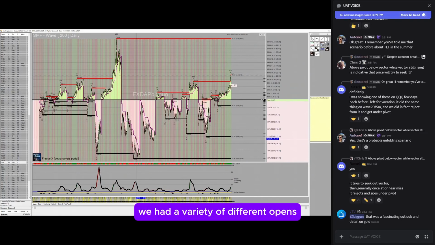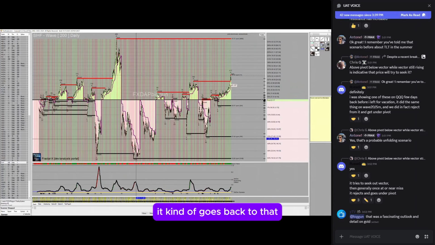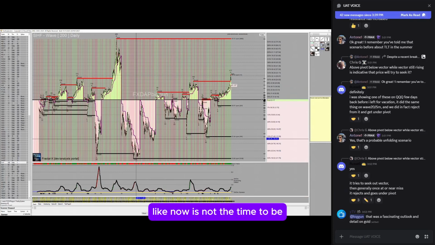heading towards this open state. We had a variety of different opens in the $80 area. But is that a guarantee? No, it's not a guarantee. Ultimately, if you're talking about long-term positions, it goes back to that point we were talking about, a premium and discount. Now is not the time to be aping into long-term positions on metals. Really, it's the time to be waiting on the sidelines to buy. As Russell always says, the golden time to buy is in the golden zone, right?